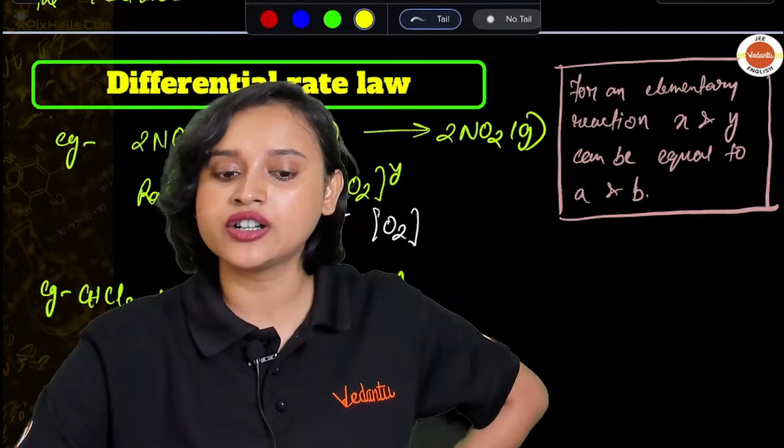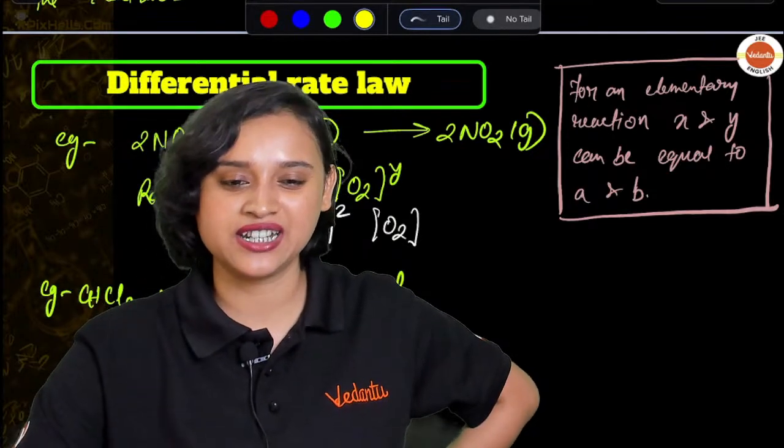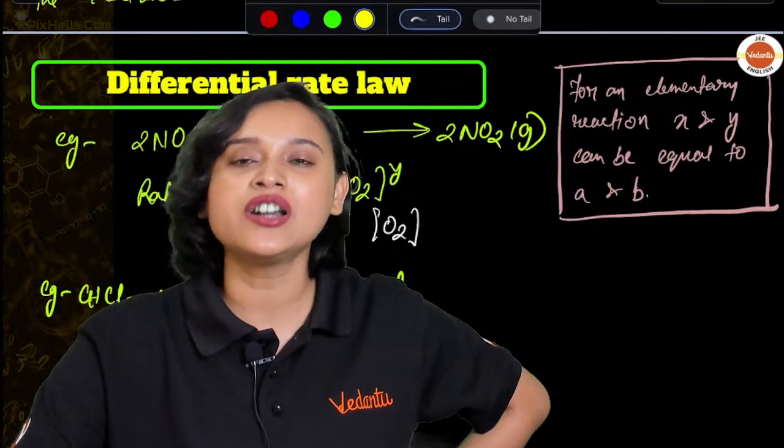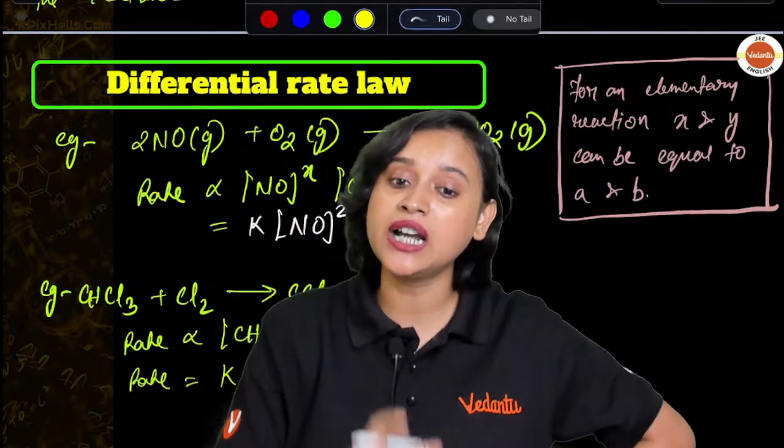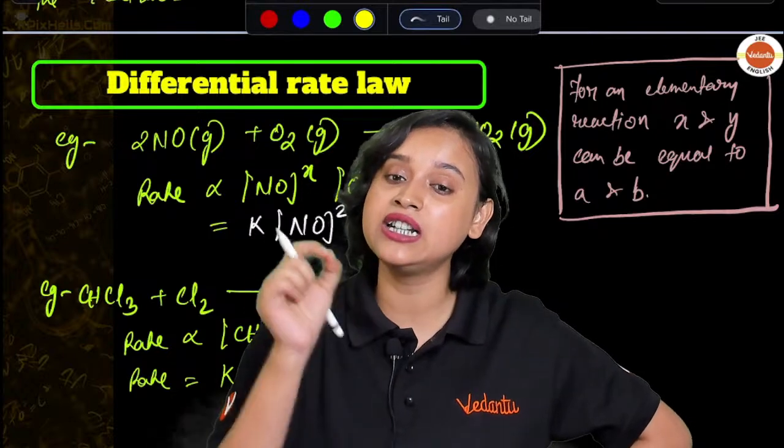How can you find the order of such a reaction? Yes, very good question. So you cannot really find it. It is experimentally determined. Like I said, it is experimentally determined.